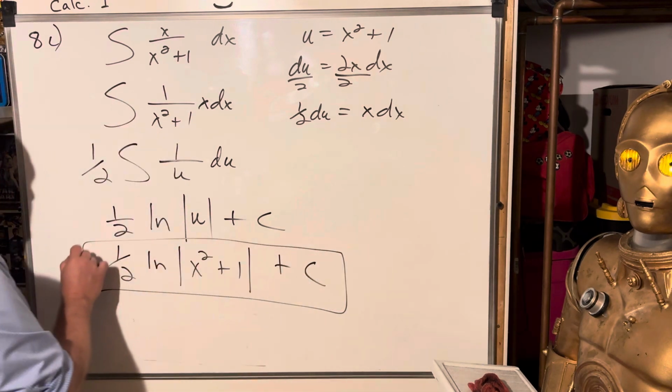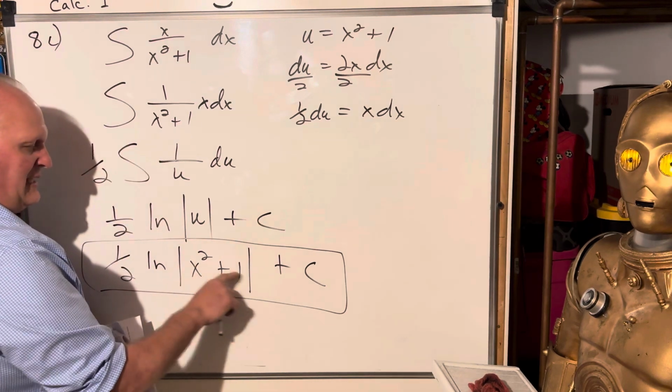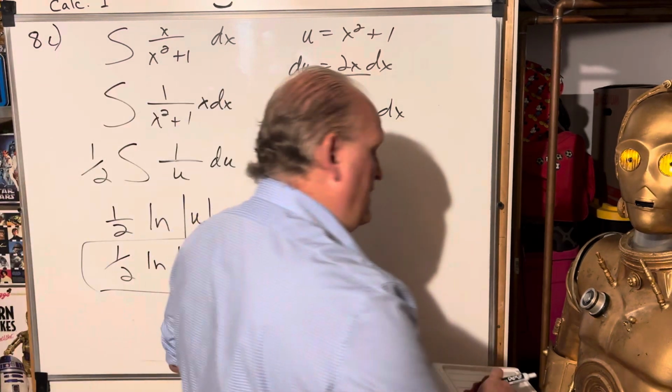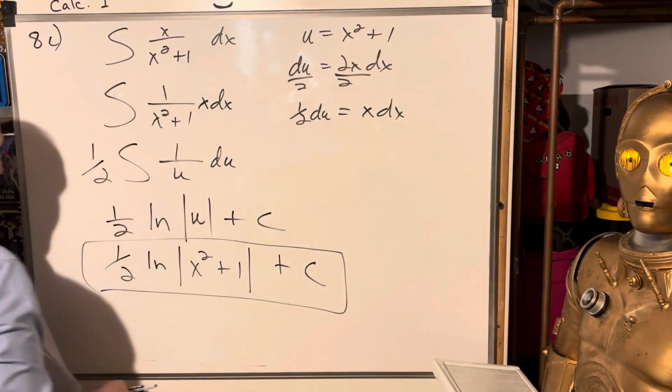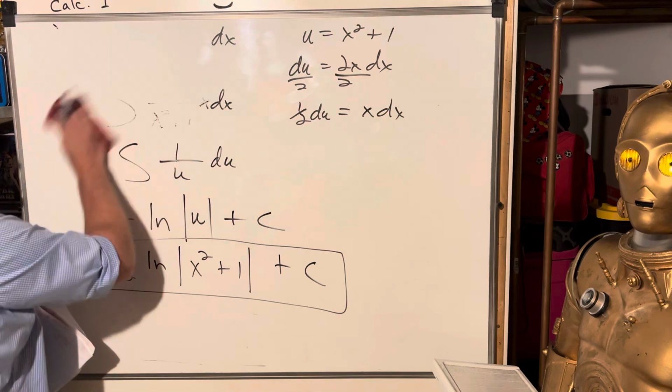Now, in some books I've seen it where they say you don't need the absolute value anymore, because anything that you're going to square is going to end up positive and you're adding 1, so it's always going to be positive anyway. But we didn't do it. You can just leave it like that. All right, 8D.